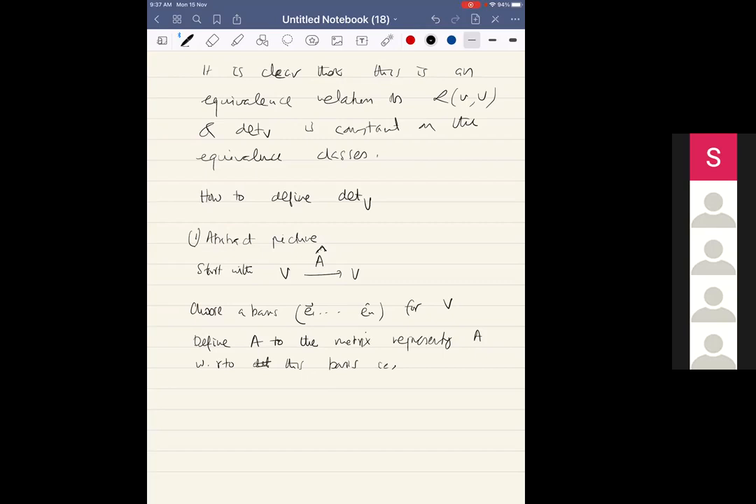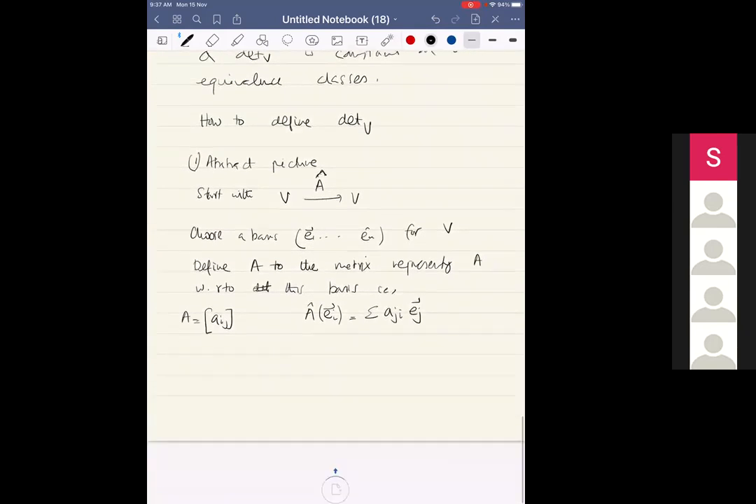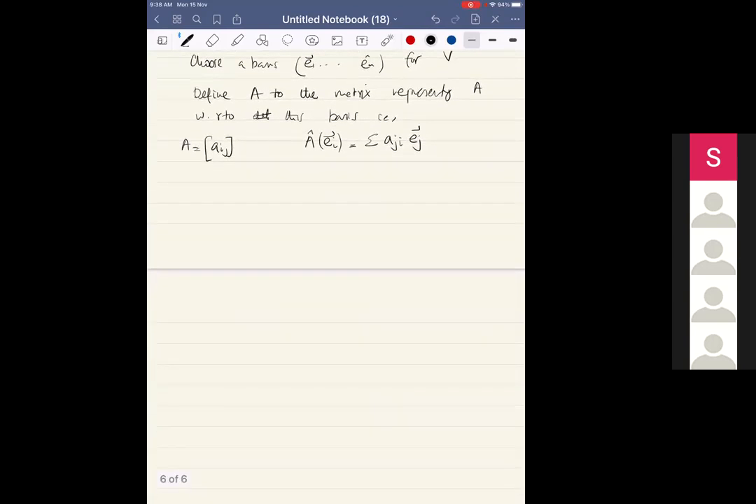That is, A equal to A_ij, and A hat e_i is the sum over j of A_ji e_j. Remember, there is this little thing about the subscript that we've encountered. So define det of A hat to be det of A.